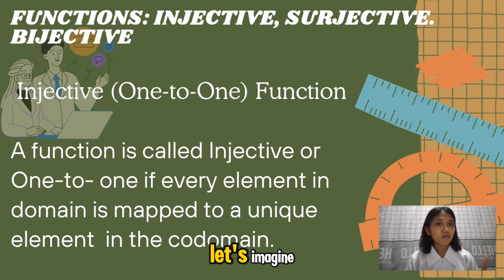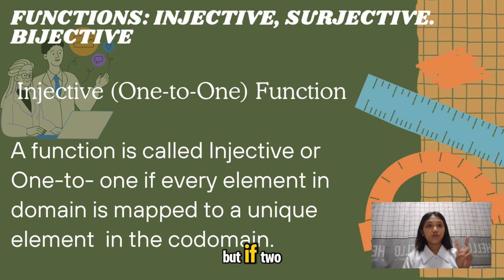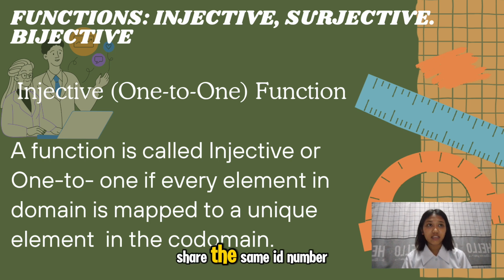Let's imagine this in a real-life situation. Think of assigning ID numbers to students. If each student has a different ID number, that's an injective relationship because each student is matched to one unique ID. But if two students share the same ID number, then it is not injective because two different inputs, students, lead to the same output, the ID number.